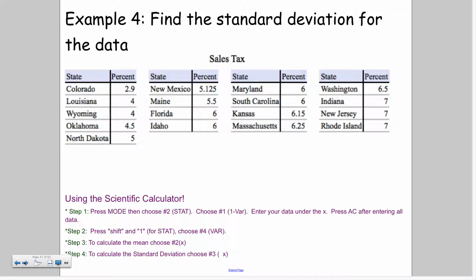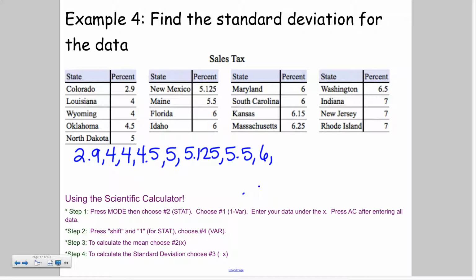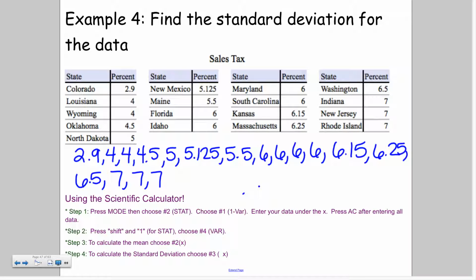The next one, again, is in a table. That's fine. We're going to have 2.9, and you can just look at this one and do it. But 4, 4, 4.5, 5, and then we come over to the next one. We have 5.125, 5.5, 6, 6, and then we have the next chart, 6 and 6, and then 6.15, 6.25. Go to the last chart. We have 6.5, 7, 7, and 7. So that's the data that we have.